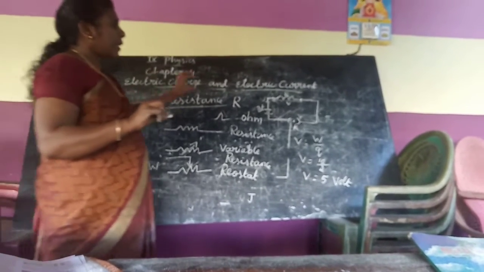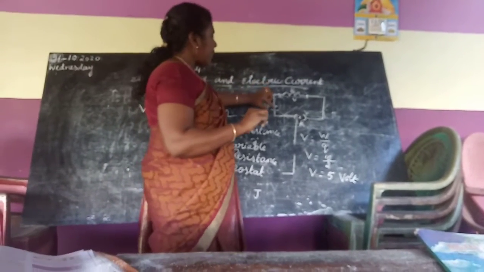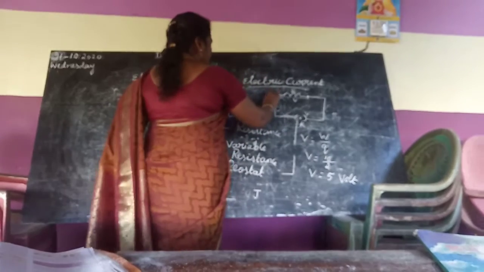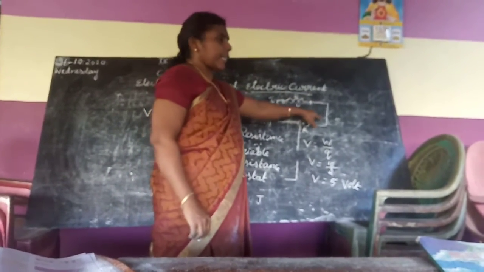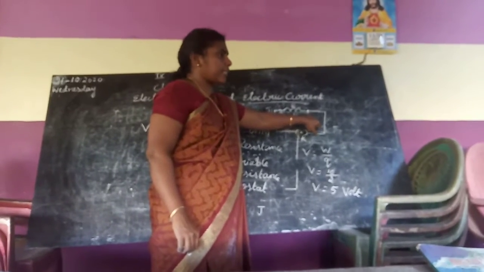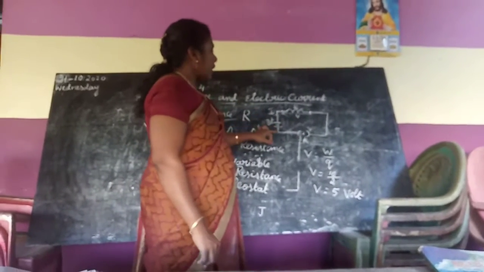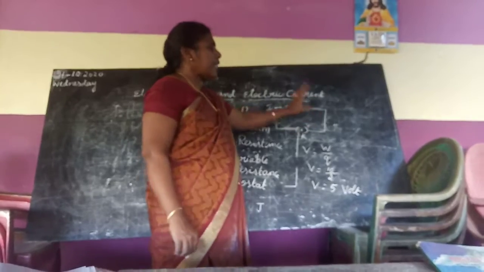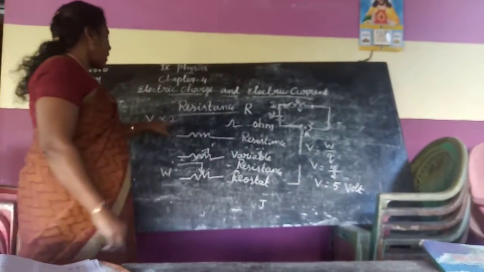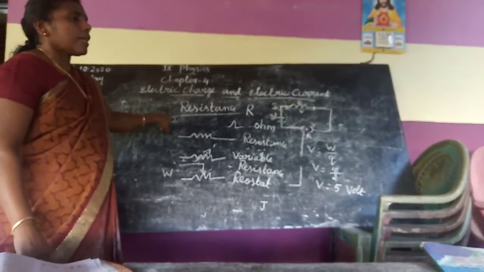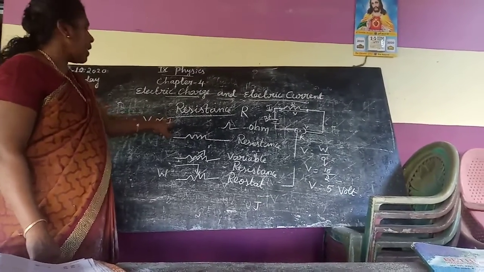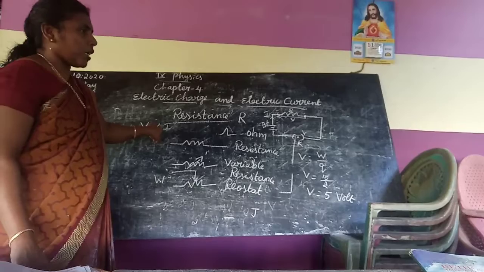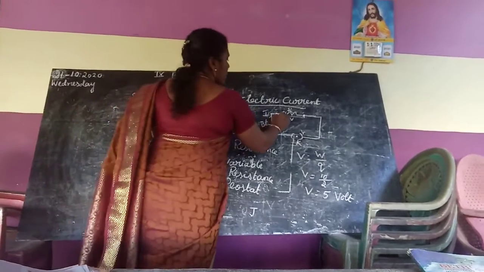Okay, now listen, let us learn Ohm's law. When a steady current, denoted by the letter I, flows through a conductor, a conductor means something that conducts electricity, the steady current is directly proportional to the potential difference between the two ends.